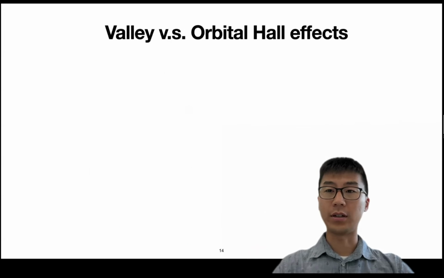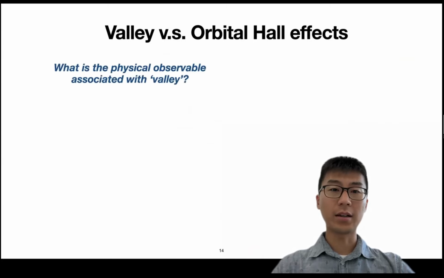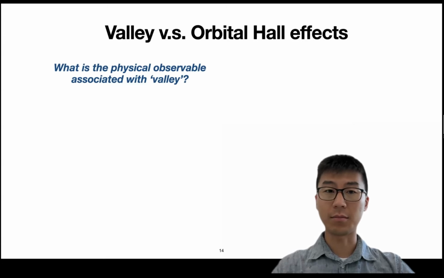But then there's a question whether the valley Hall effect is related to the orbital Hall effect or whether they are different. Well, we can ask the following question. What is really the physical observable associated with valley? It's a bit obscure, in fact, because valley is more defined by humans. It's not a naturally observable quantity like velocity or position or angular momentum.